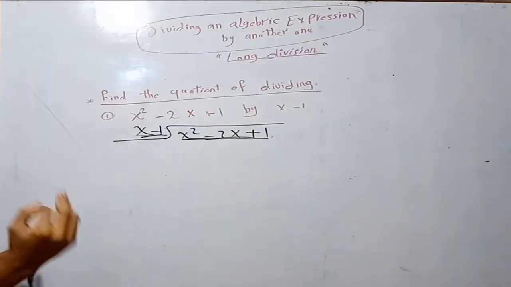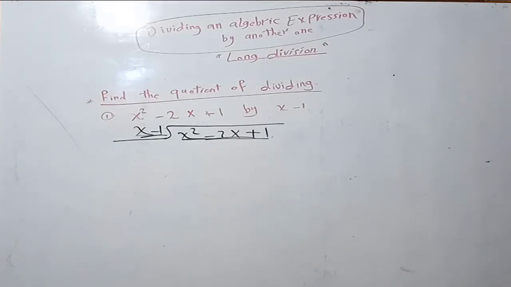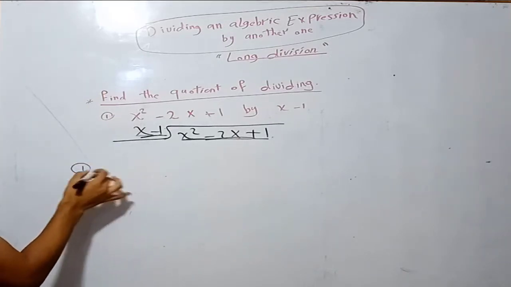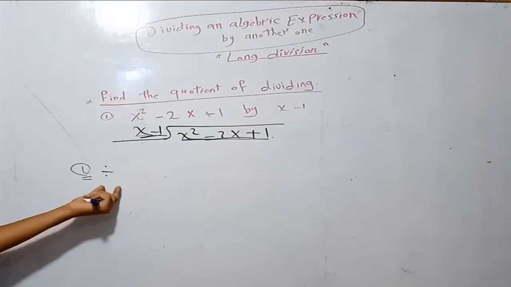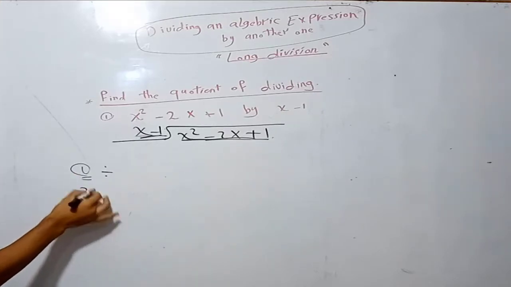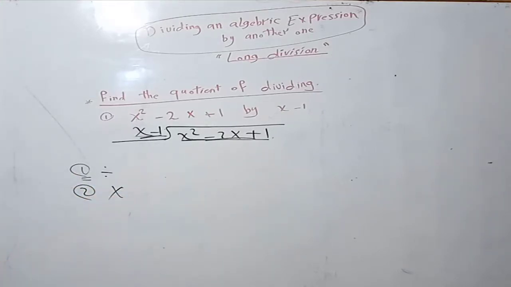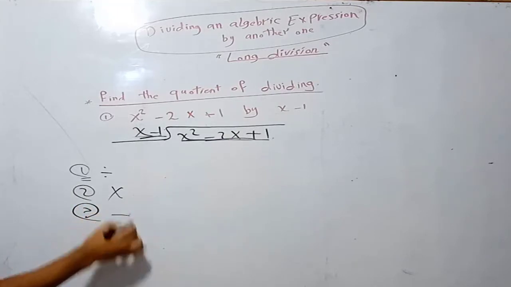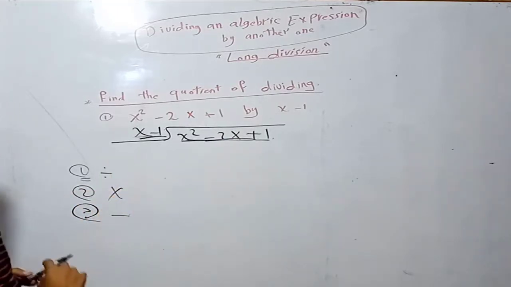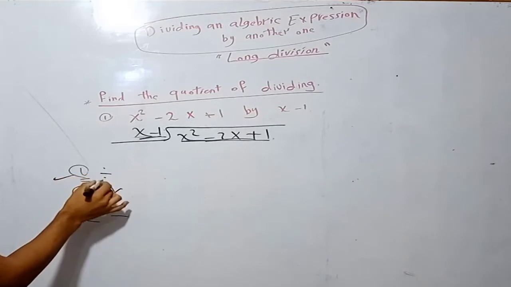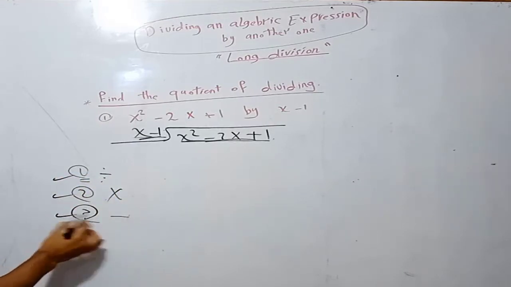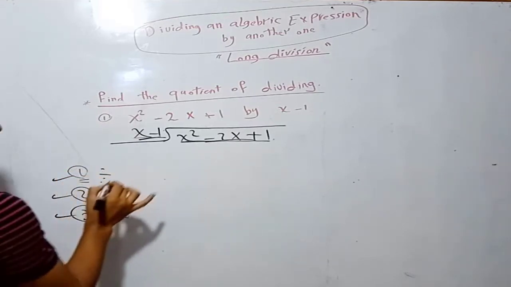Here I have 3 steps to solve these problems. Number 1 is divide. Number 2, we're gonna multiply. Number 3, we're gonna subtract. So I have 3 steps to solve these problems. First, divide. Number 2, multiply. Number 3, subtract. Okay, let's begin.